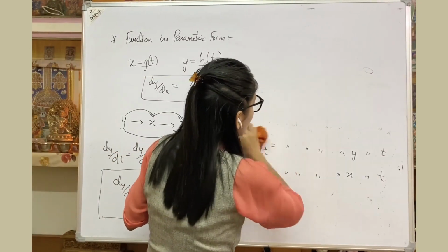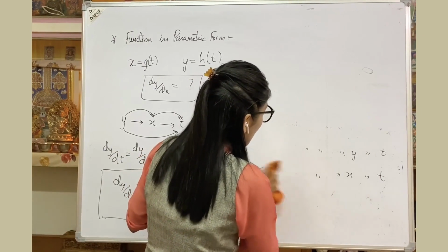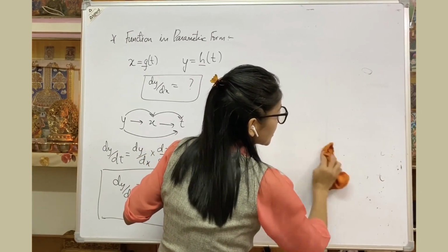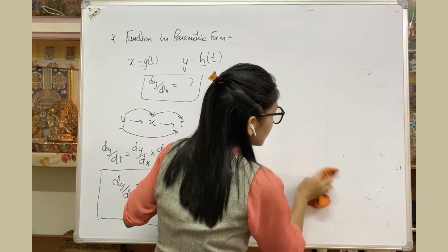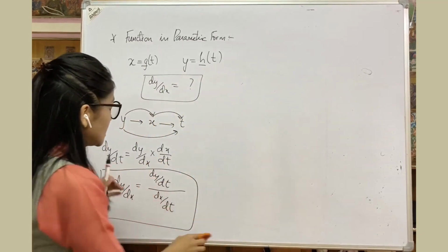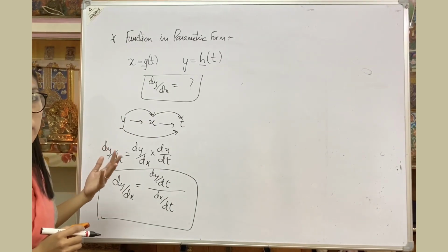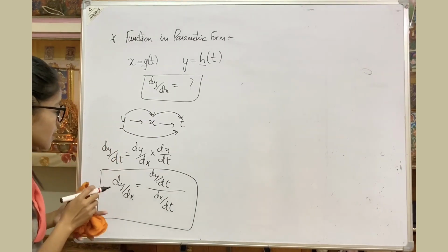Now we will take a few examples and see how we can differentiate a parametric function, when a function is in the parametric form. So please note this down, so that later you can refer to it.